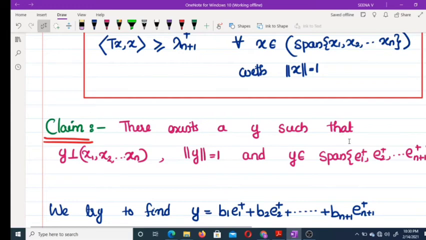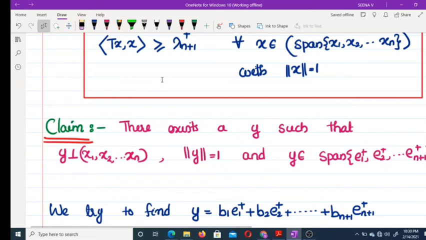Also y belongs to the span of e1, e2, etc., en plus 1. So this is our claim. If we prove this claim, then we are through. First we have to prove there exists a y with the norm of y equal to 1 and y is orthogonal to x1, x2, etc.